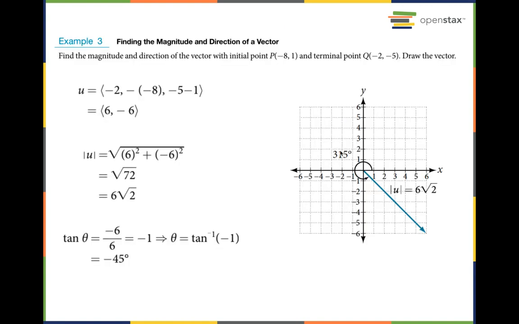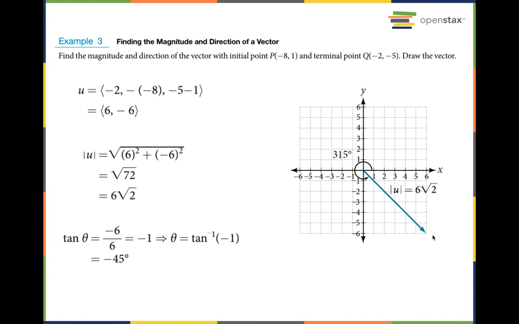Okay, so what if we have this question? Find the magnitude and direction of a vector with initial point negative 8, 1 and final point negative 2, 5. First let's find the position vector. Negative 2 minus negative 8 gives us 6. 5 minus 1 gives us... did I say negative 6 here? I meant 6 for the first. So here's our position vector, 6, negative 6.